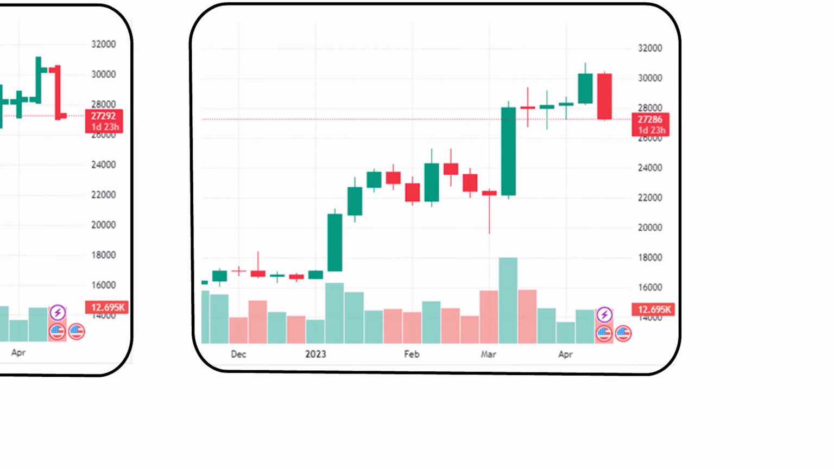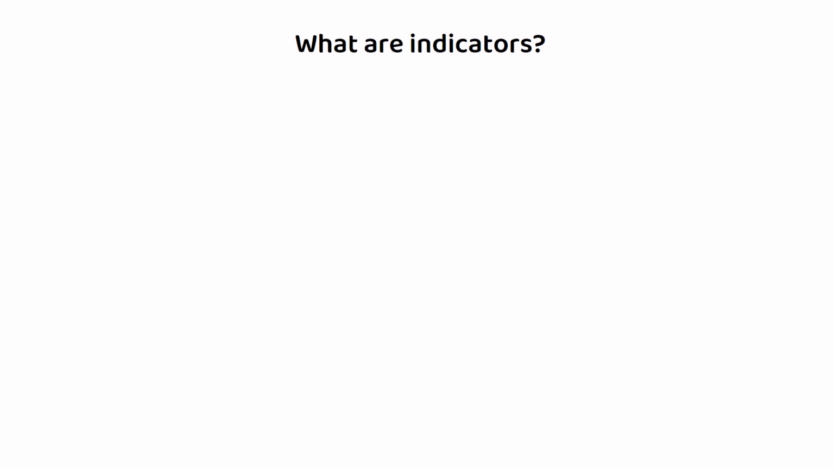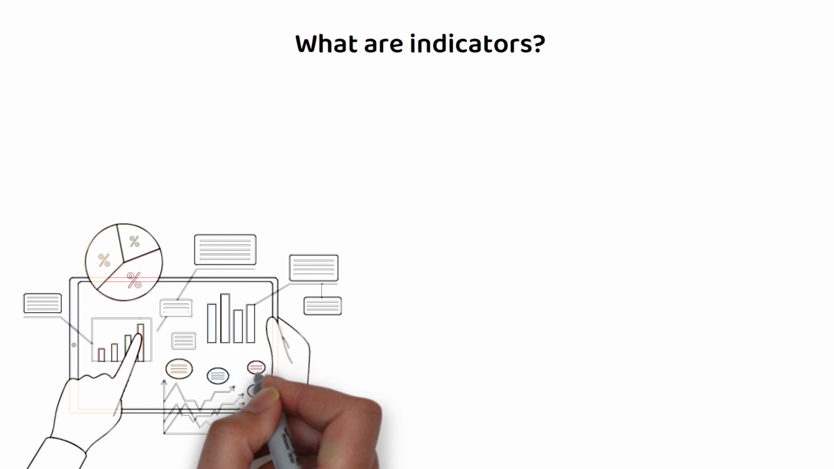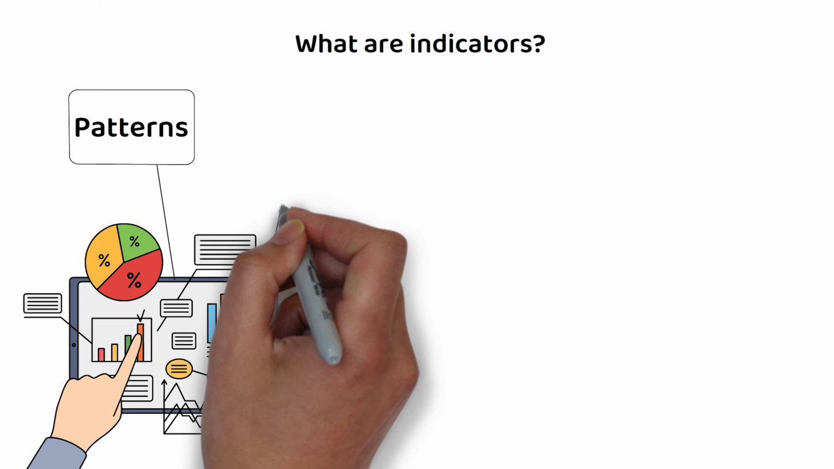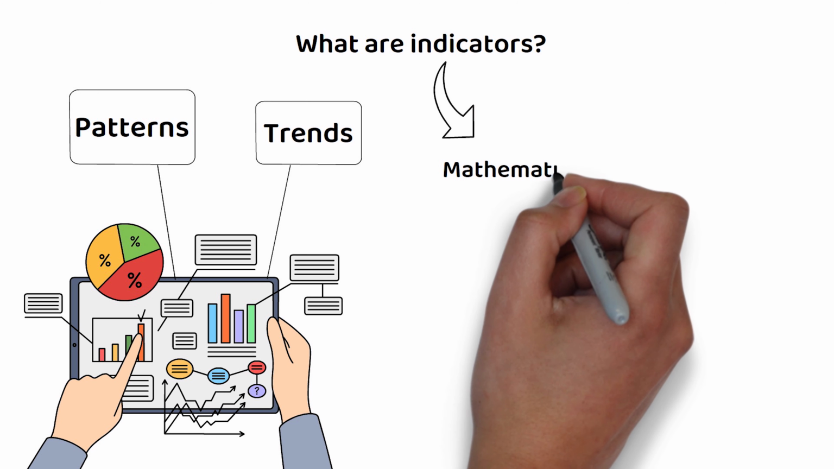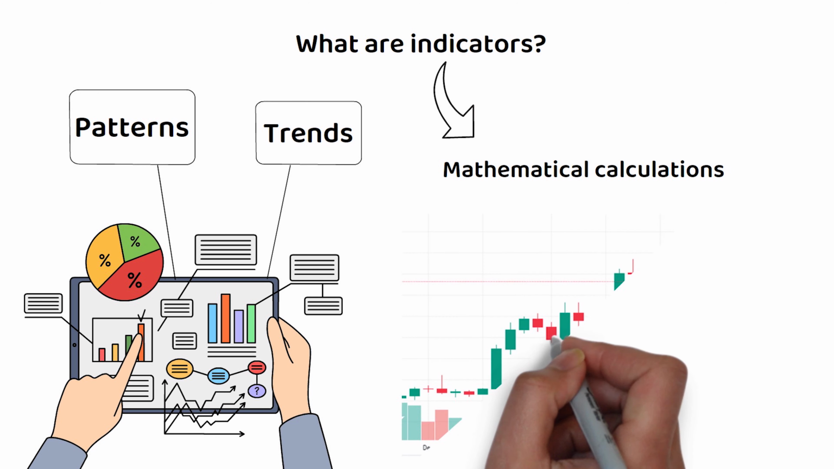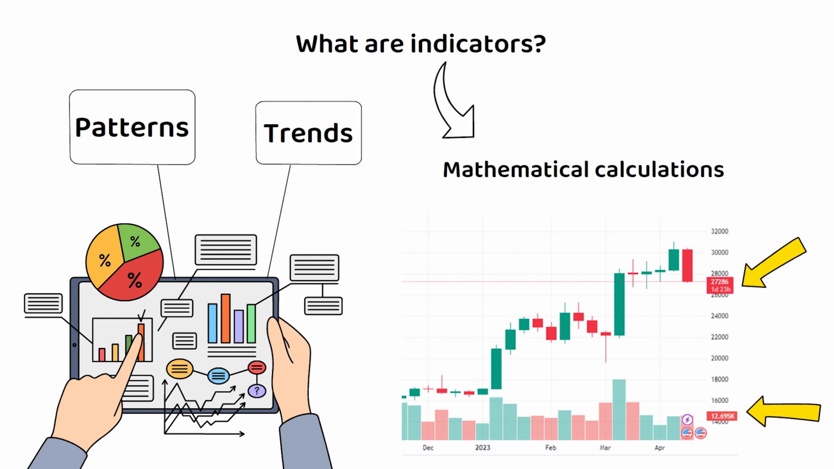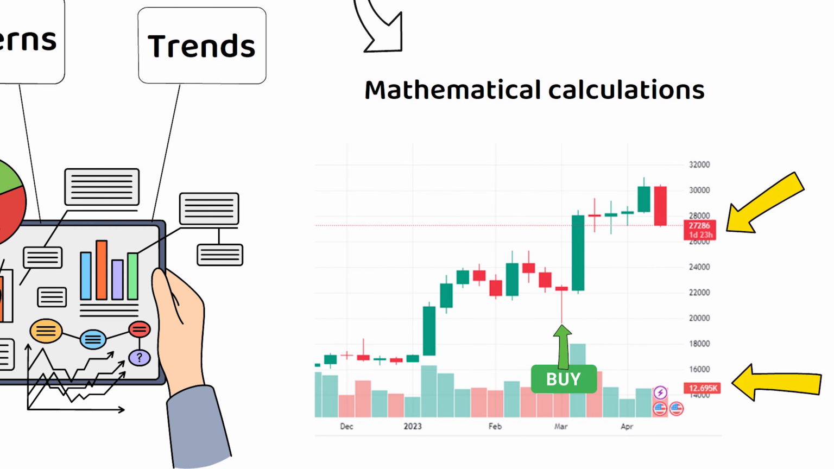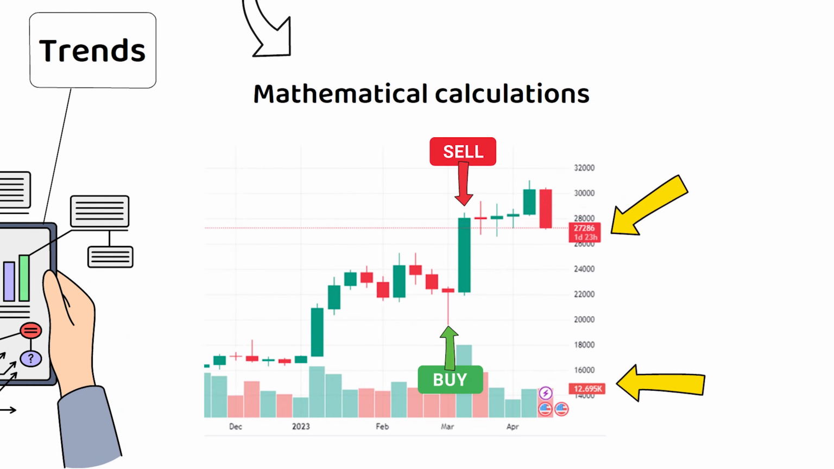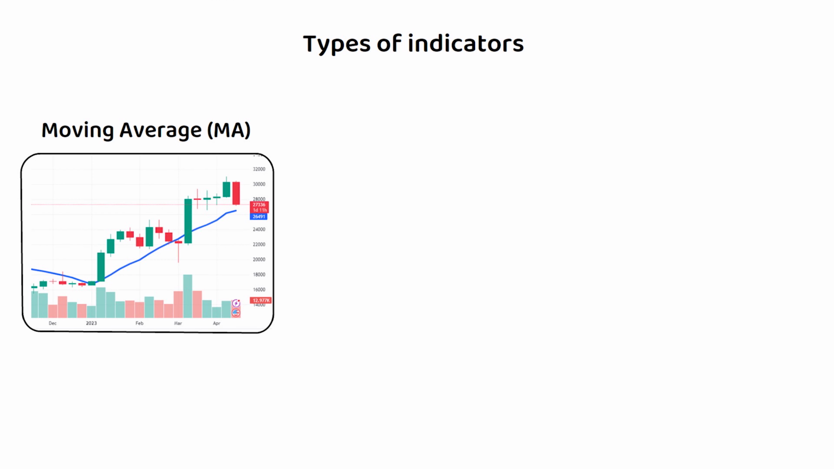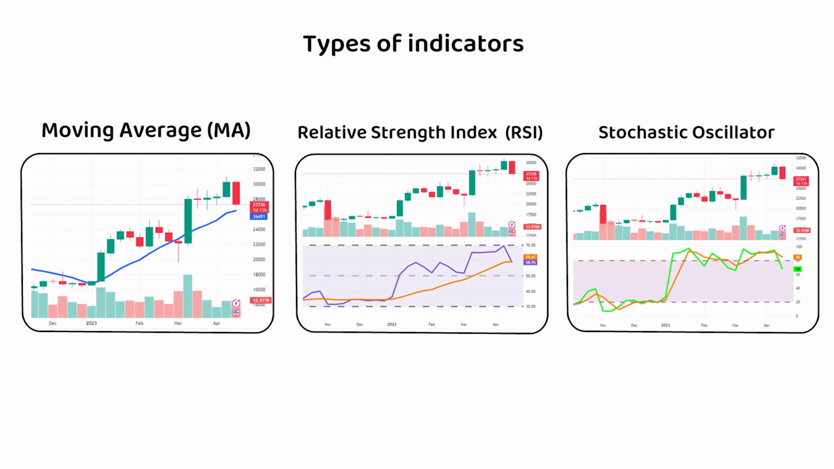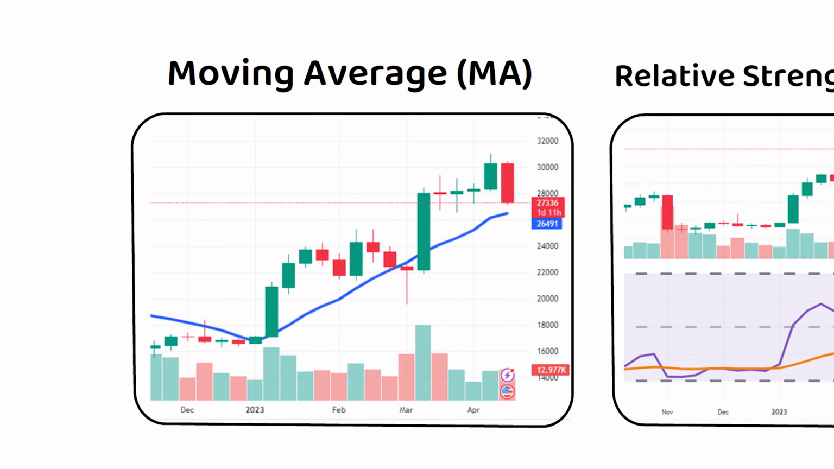Various indicators are also used by technical analysts to analyze market data and spot patterns and trends. Indicators are mathematical calculations based on price and volume data that are used to identify potential buy and sell signals. Moving averages, the relative strength index, and stochastic oscillator are just a few of the different types of indicators that are utilized in technical analysis.